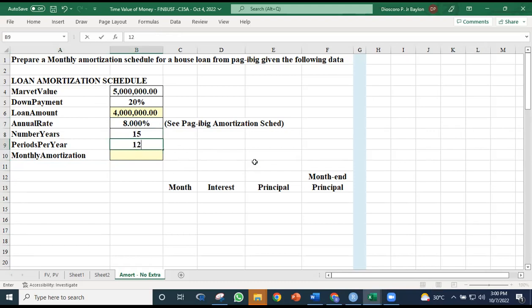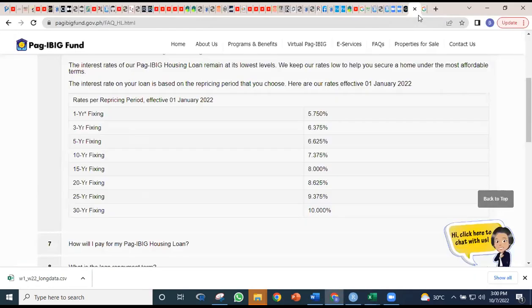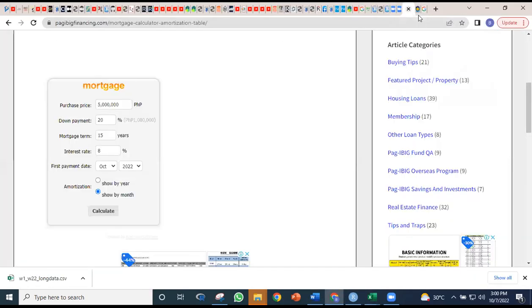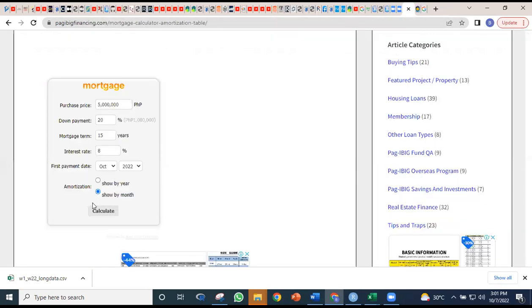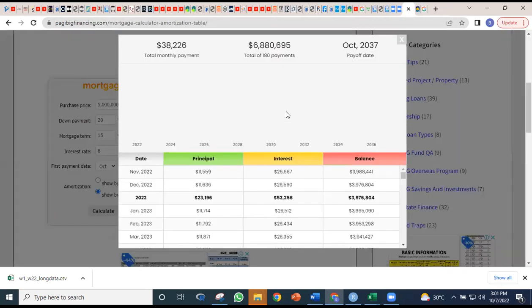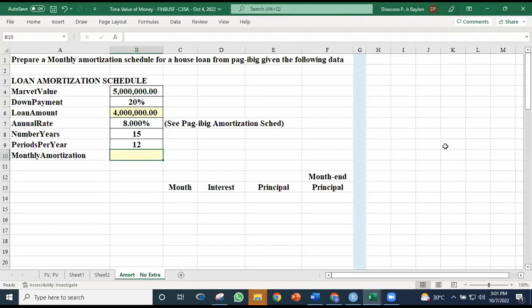So, okay, I'll give you now 1 minute to please compute for the monthly amortization. You should be getting, okay, let's go back to our table. You should be getting this. No? So let me copy this. Let me put it here.